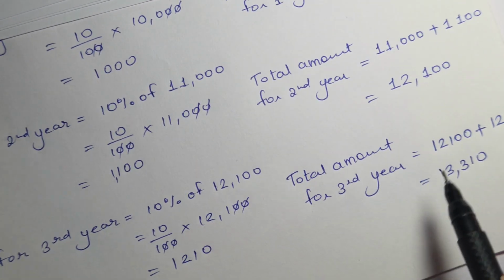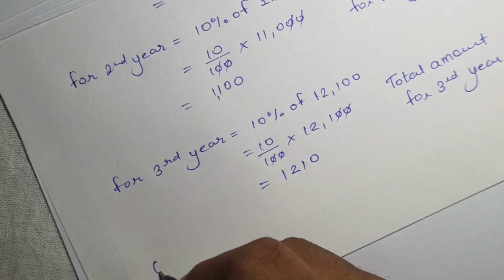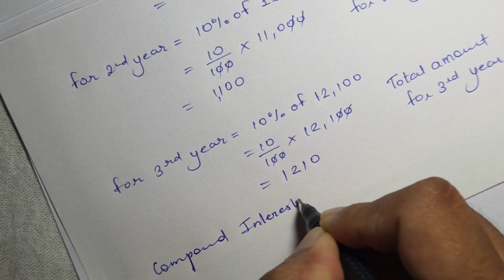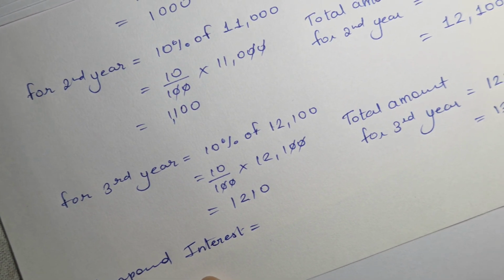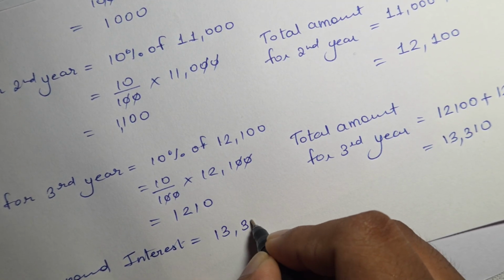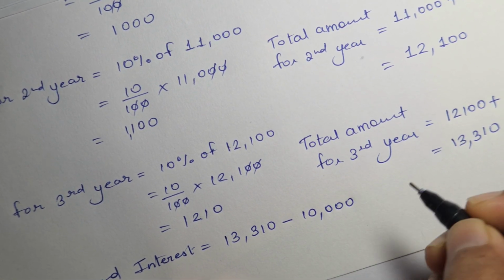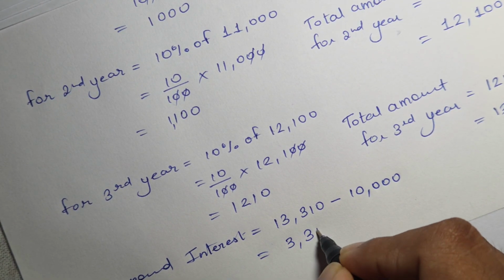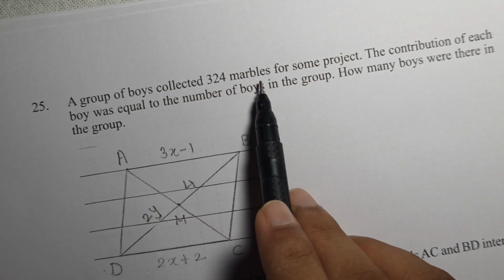Now did I find for all 3 years? Yes. Now when I want to find compound interest, what will I do? For finding compound interest, the overall total amount which was found after third year is 13,310 minus the amount which was taken, that was 10,000. Okay, so if you subtract this, you will get 3,310. Correct?